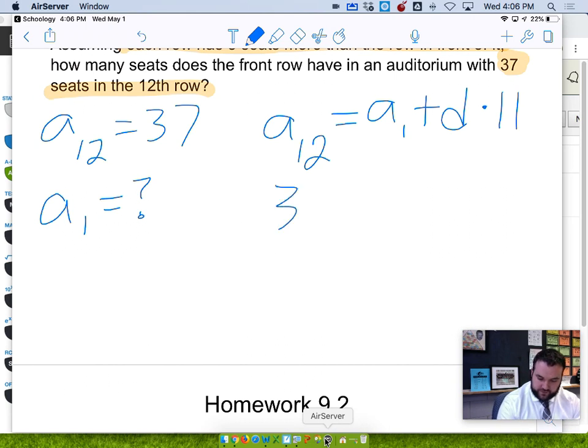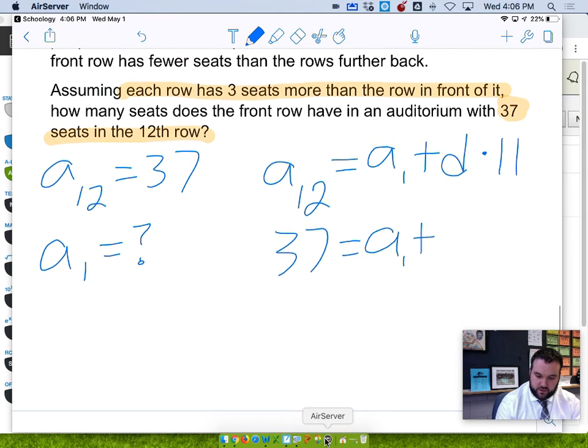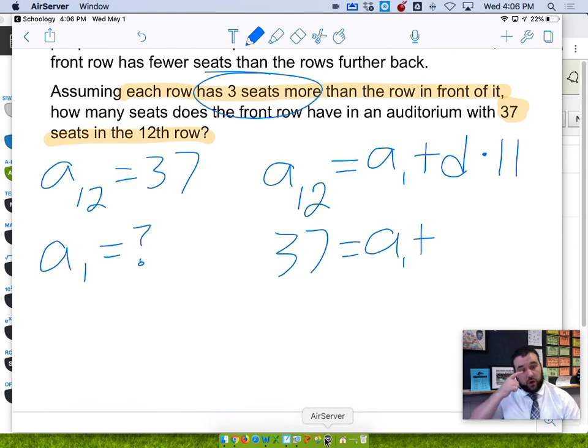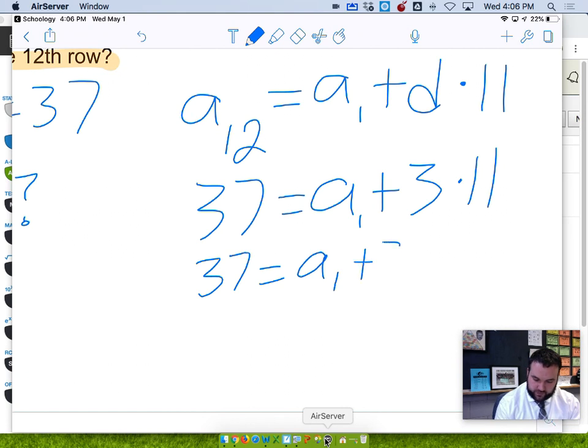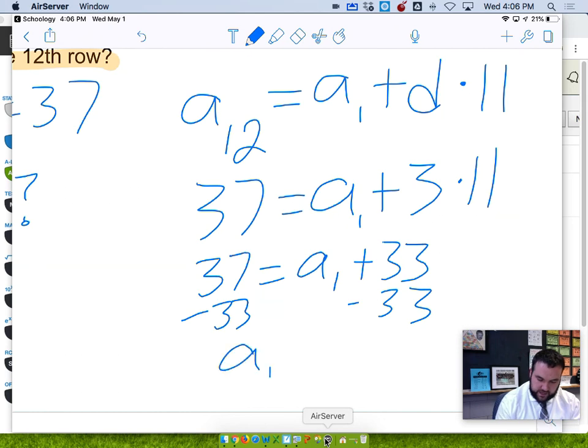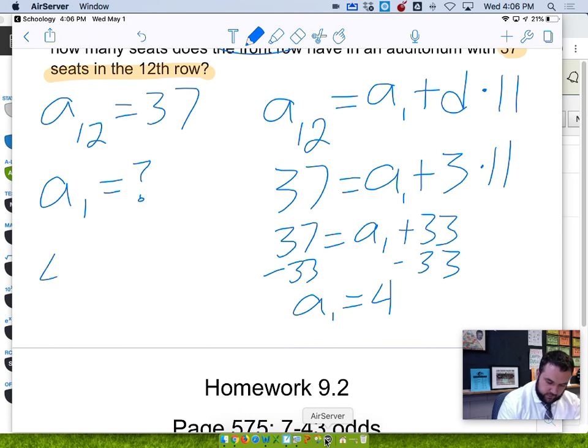We know the 12th term is 37. We don't know the first term, but we do know that the common difference, or the change between each row, is a positive 3. So as you go to the second, the third, the fourth row, we are adding chairs. So this is plus 3 times 11, and now we can just solve this linear equation for a sub 1. So this is a1 plus 33. I subtract 33 from both sides. I get that a sub 1 is equal to 4, meaning that there are 4 seats in the front row.